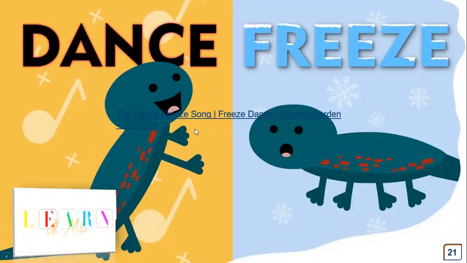And now we are done with our lecture. We have a fun video to watch, and it's called Dance and Freeze. So when the song says dance, you're going to do all the movements and actions you want. And when it says freeze, you need to stop your action. Let's start.